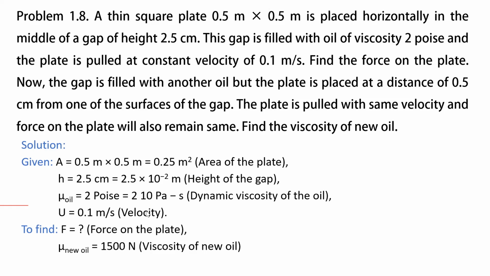Okay, so how to convert poise to Pascal second? Dynamic viscosity of the oil is in Pascal seconds. And U is the velocity, 0.1 meter per second. In the first case, find out the force on the oil. In the second case, the viscosity of the new oil you have to find out for this force.